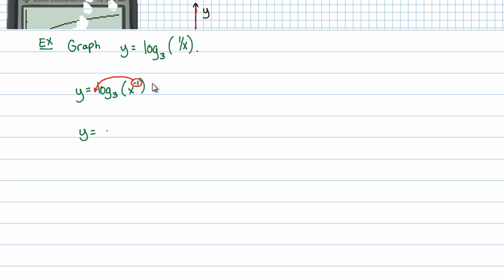In reality, I'm being asked to graph a negative log base 3 of x, which actually is a little bit easier to graph. This is just going to be, well, since that negative is on the outside of the function, it's going to be a vertical reflection about the x-axis. And then otherwise, it's just log base 3 of x.